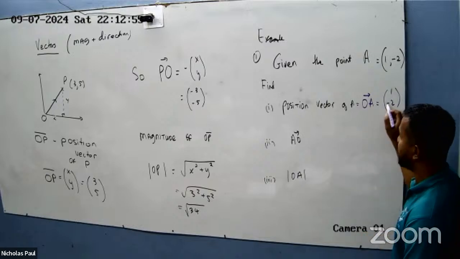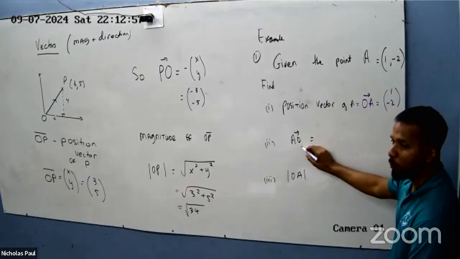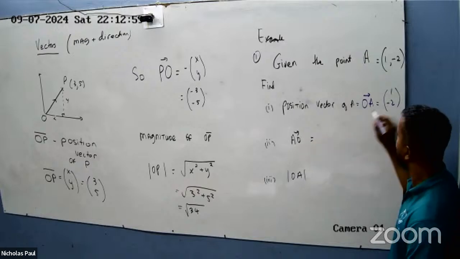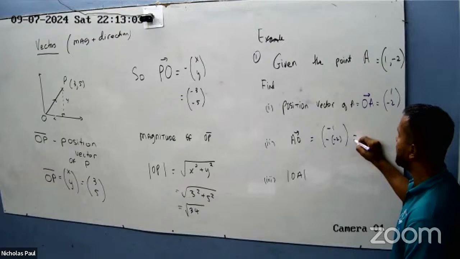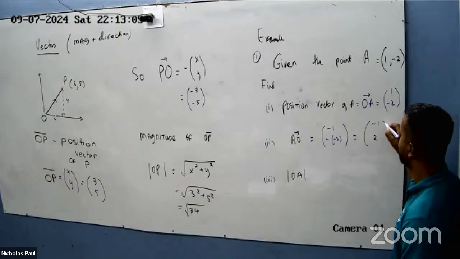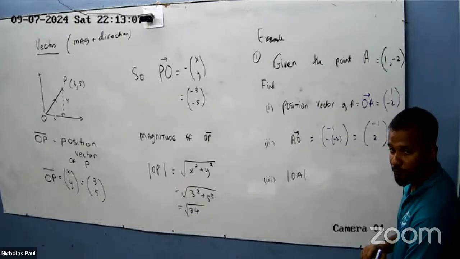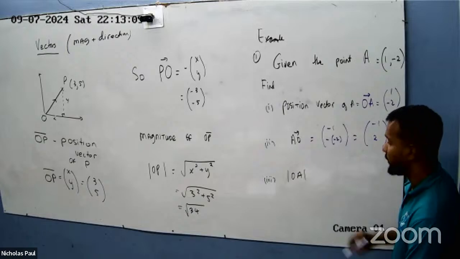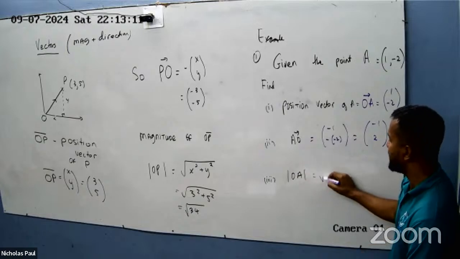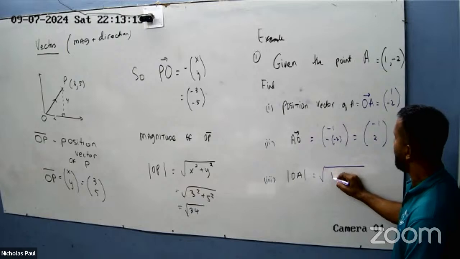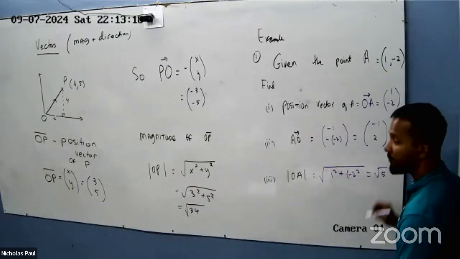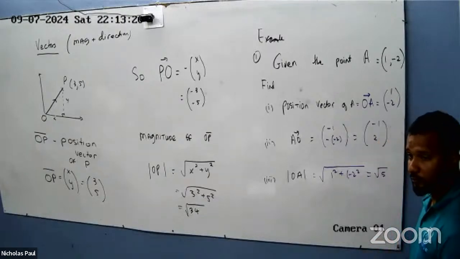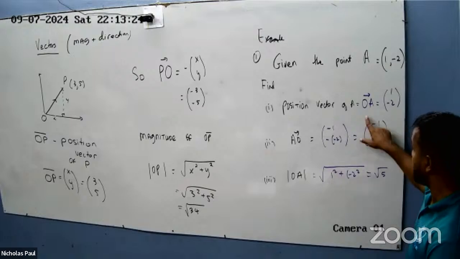Just write it vertically. Now OB: minus 1, minus 2. Okay with that? And then the magnitude OA is the square root of 1 squared plus minus 2 squared, which is root 5. Right? You okay with this?